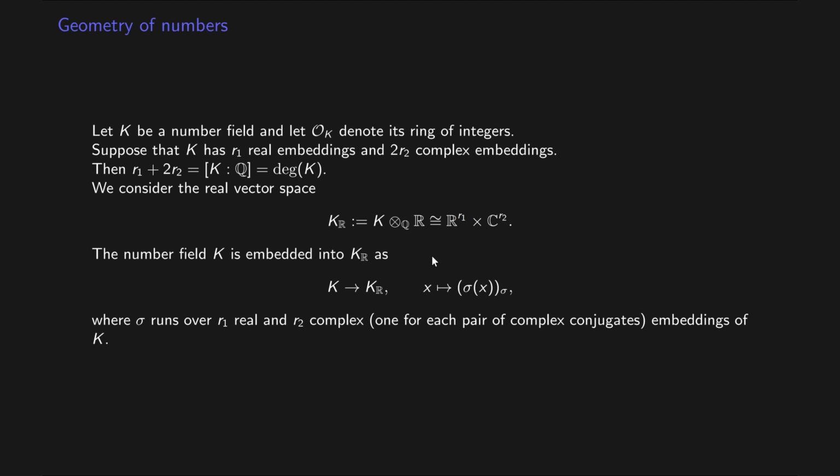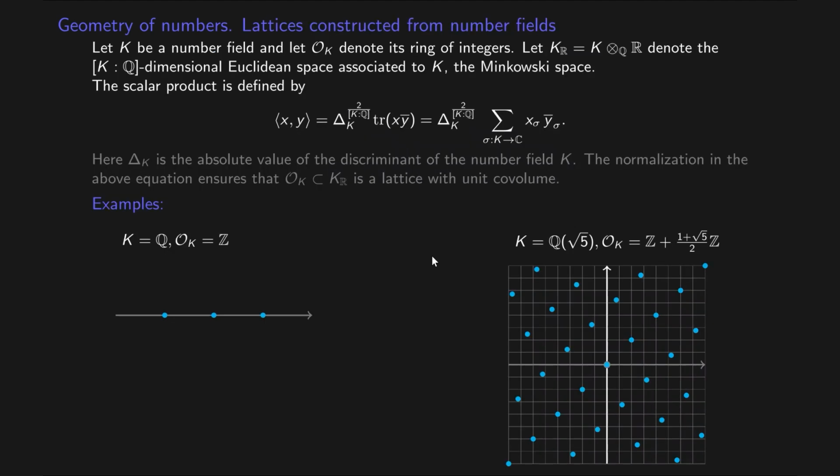Now we have created a real vector space, but as we speak about lattices, we also want this space to have the structure of a Euclidean space. So we need to introduce the scalar product, and a natural scalar product is the trace product. If we take two elements of the field, we take the product of the first element and the complex conjugate of the second element, and then compute the trace of this algebraic number.